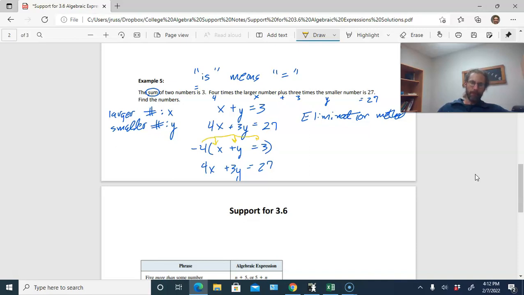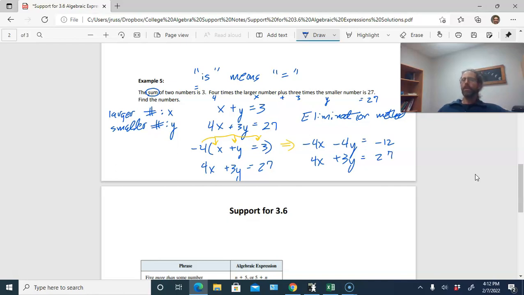I'm going to write my new equation over here on the right. Negative 4 times x is negative 4x. Negative 4 times y is negative 4y. Negative 4 times 3 is negative 12. Now I didn't want to change my bottom one, so I'm just going to rewrite it as is.